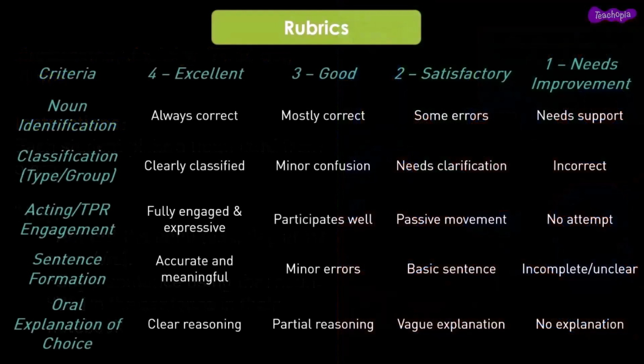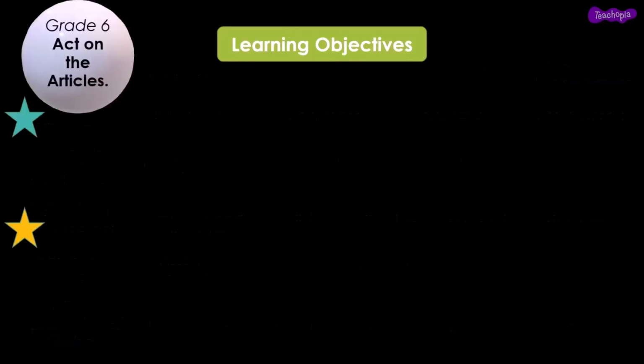The rubrics included are noun identification, classification, acting or the TPR engagement, sentence formation, and oral explanation of choice. Let's look at the grade 6 activity called Act on the Articles.